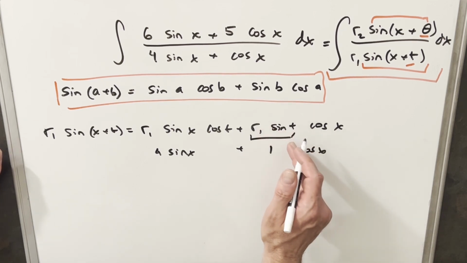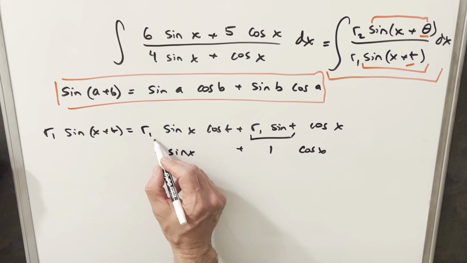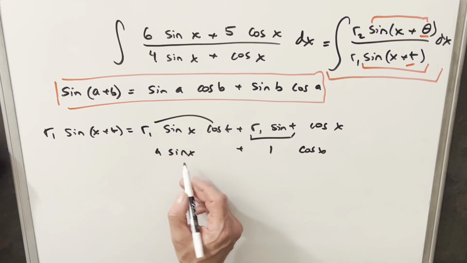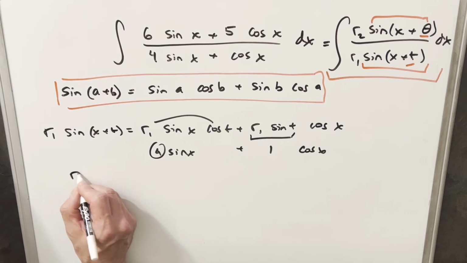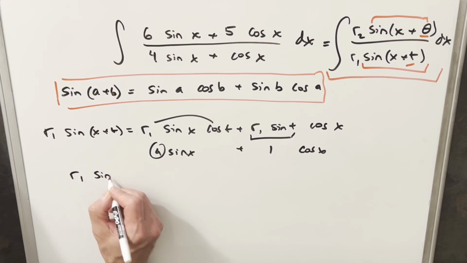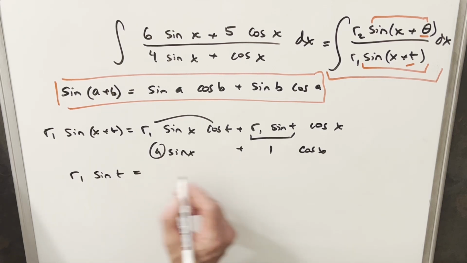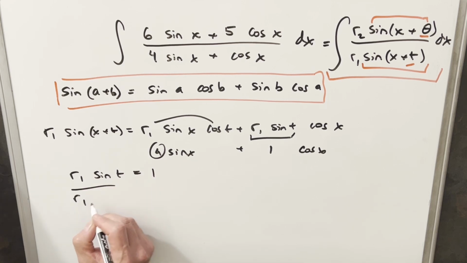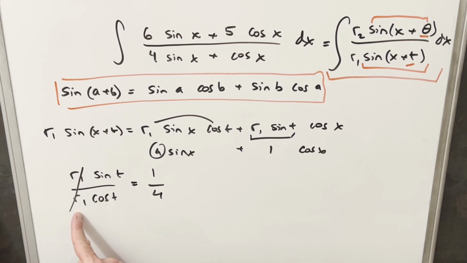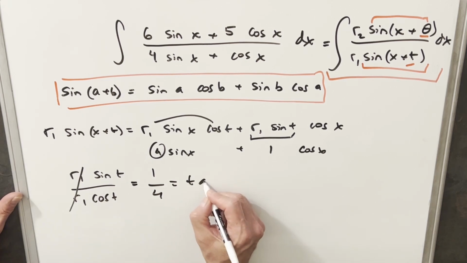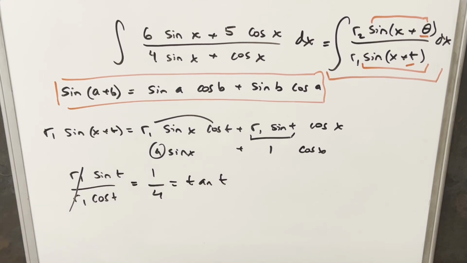That tells me that r1 sine t is going to be equal to 1, and grouping this, r1 cos t is going to be equal to 4. What I can do is set this up as a ratio. My r1 sine t value is 1, my r1 cos t value is 4. With some quick simplification, by canceling the r1, we find that tan of t equals 1/4.